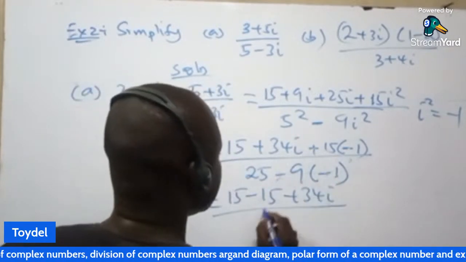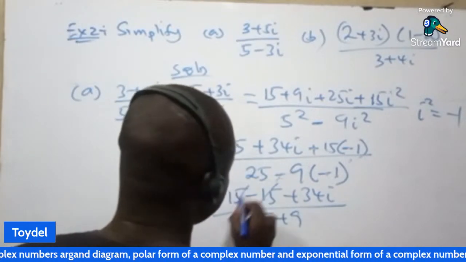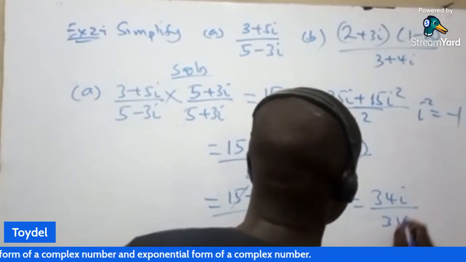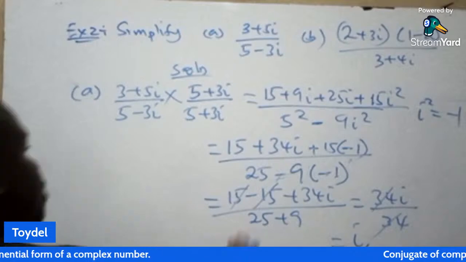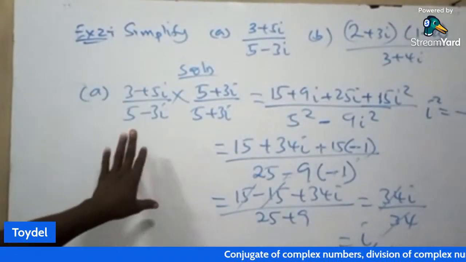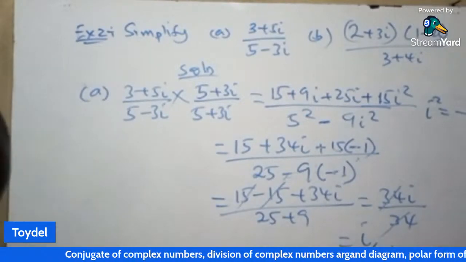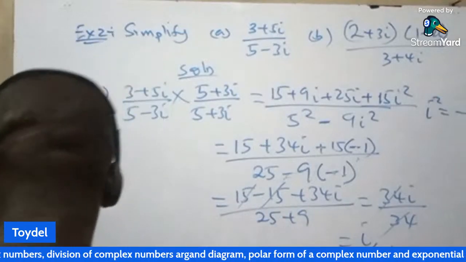So 15 minus 15, we cancel out. At the end of the day, we are going to have 34i all over 34. This will take care of this. At the end of the day, the final answer will be i. So when you simplify that, this is what we are going to get. So whenever we have division of a complex number, this is what we are expected to do. Just multiply both the numerator and the denominator by the conjugate of the denominator. Then you simplify.